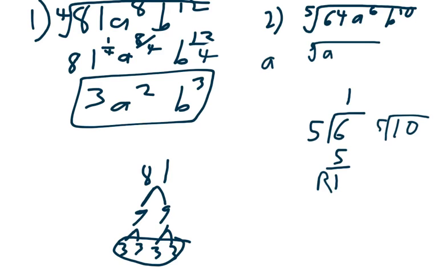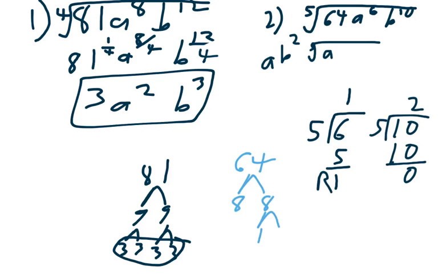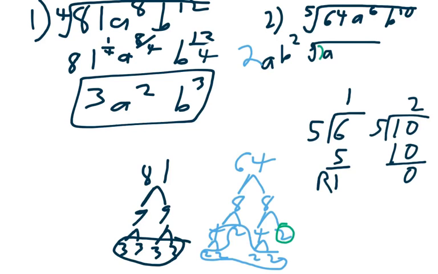When I do 10 divided by 5, I get 2 with a remainder of 0, which means I have b squared on the outside. And then for 64, I have to make a factor tree. So I got 1, 2, 3, 4, 5. So that means 1, 2 goes on the outside. That 2 that's left, that goes on the inside. So my answer is 2ab squared, the 5th root of 2a.